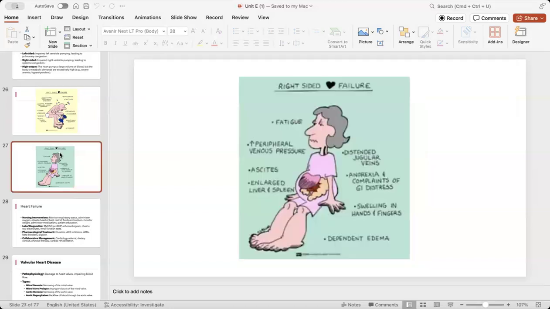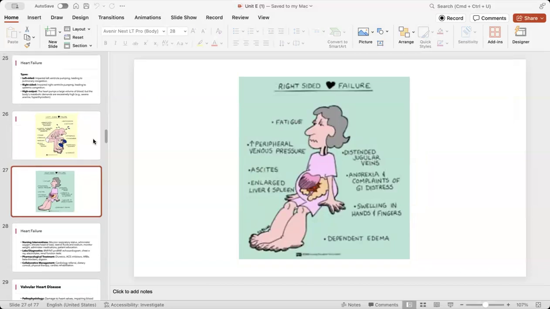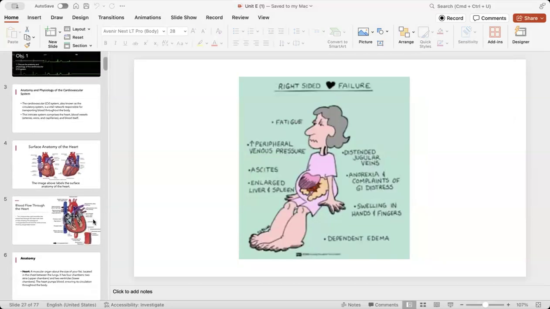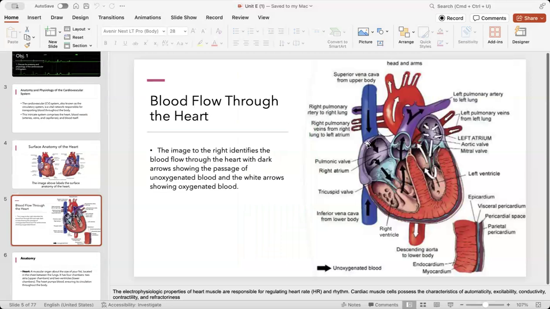So let's talk about the right side. This is kind of a blurry picture. So let's go back up here to our structure. Okay. So on our right side, our blood's coming in from our inferior and superior vena cava into that right atrium, through into that right ventricle. So what happens in right-sided heart failure?